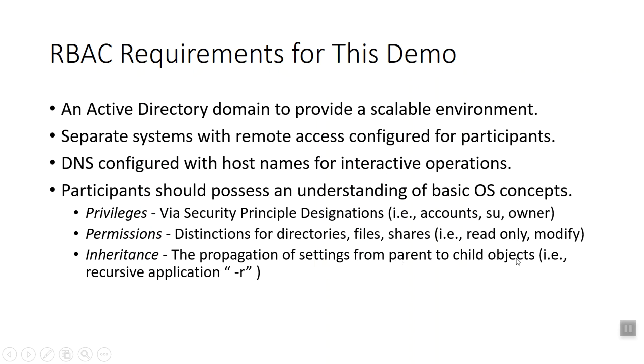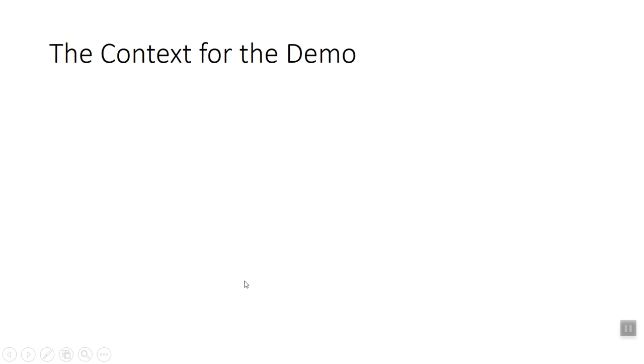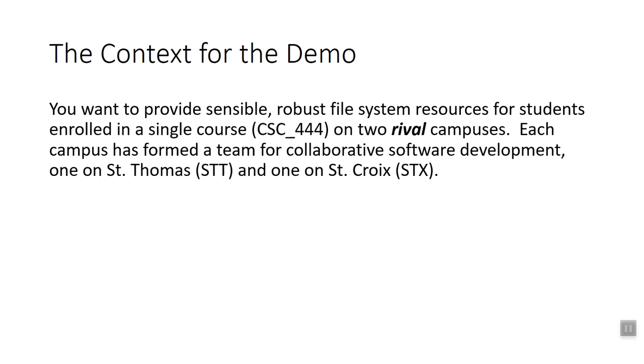So what we're really talking about is recursive application. It propagates down into the path, into all the subfolders and subdirectories. In Linux, we would call this a -R switch, and in Windows, it's called inheritance. The context for this demo. Let's talk about the context.